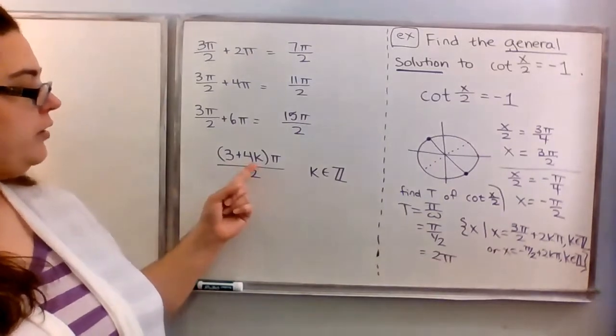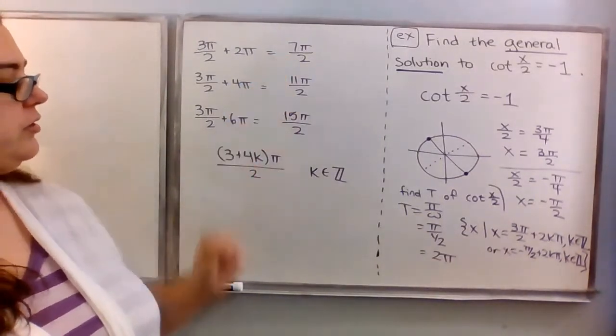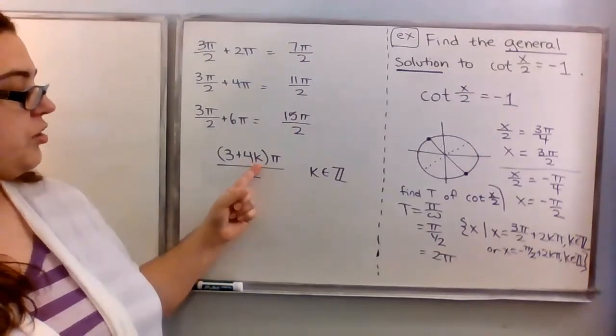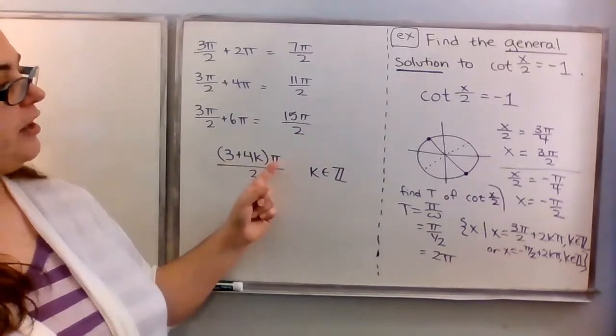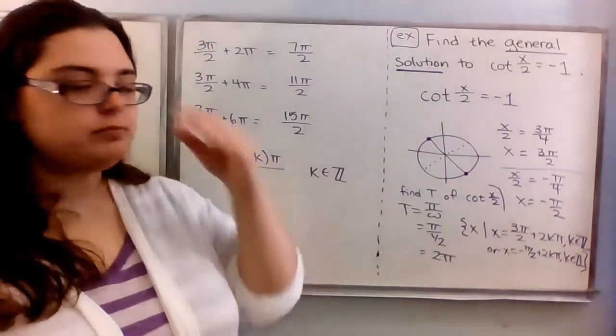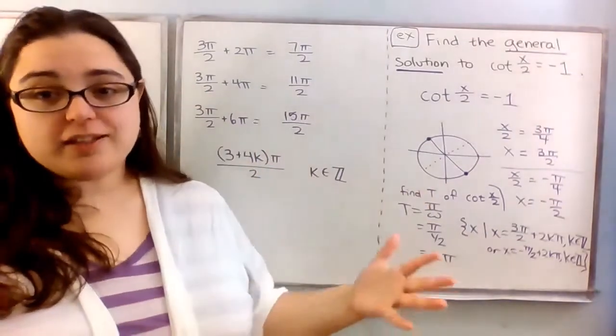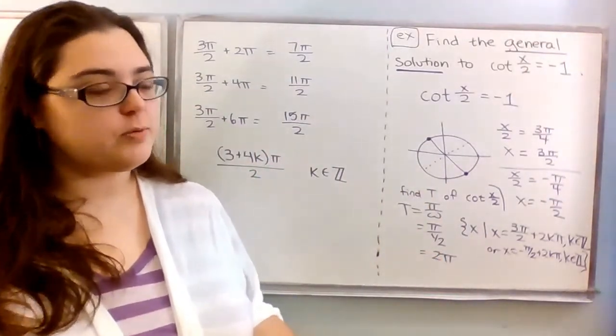If k is 1, we would have 3 plus 4, which is 7. That's our 7 pi over 2. If k is 2, that would give me 8. So 8 plus 3 is 11 pi, which will give me my 11 pi over 2, and so on. Now, I've only been looking at positive values of k. Let's also check negative values of k to make sure this would work.